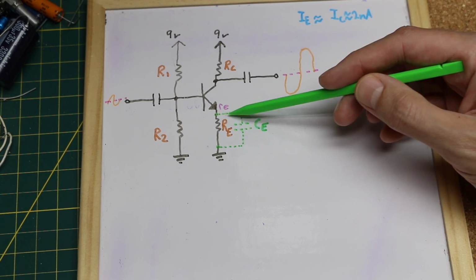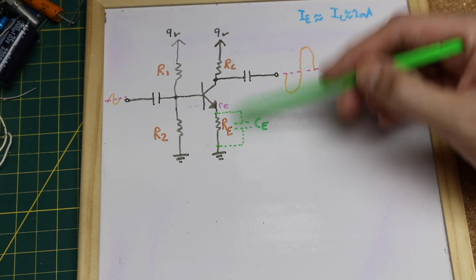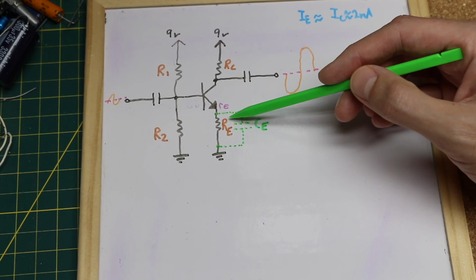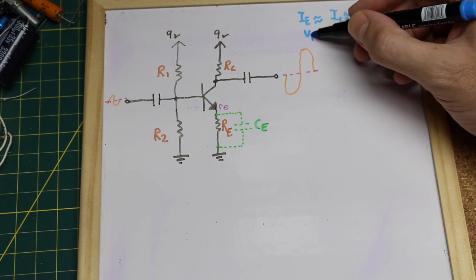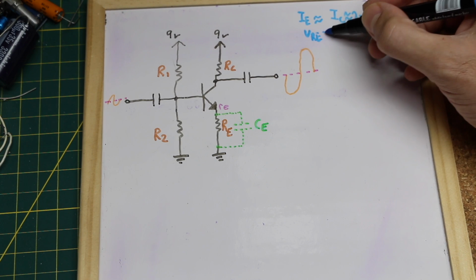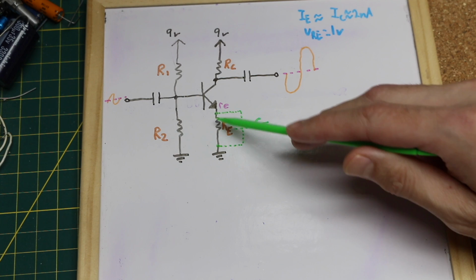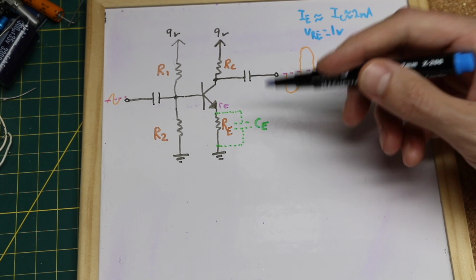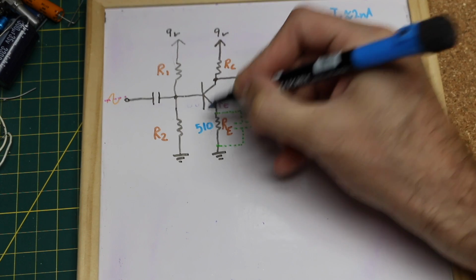Generally, the voltage across the emitter is at least several hundred millivolts, and one rule of thumb is 1/10 of supply voltage. I have 9 volts supply voltage in this case, so I'm just going to choose an emitter voltage of 1 volt. So voltage across the emitter resistor is 1 volt, and from here I can calculate an emitter resistor to use. That will be 1 volt divided by 2 milliamps, which equals 500 ohms, and the closest resistor value to that would be 510 ohms.